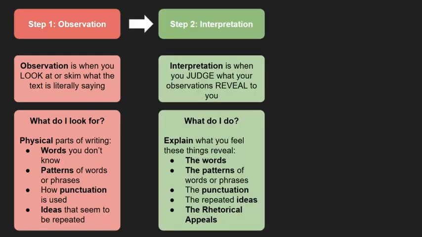Then, the next step after that is interpretation. Interpretation is when you judge what your observations reveal to you. So you take the things that you noticed as you skim through and you try to explain or think about what these things may reveal to you. The specific things that could reveal stuff could be the words, the patterns of words or phrases, the punctuation, the repeated ideas, the rhetorical appeals that we've mentioned before when we talked about what is writing, like ethos, pathos, and logos, which is credibility, emotions, or logic.